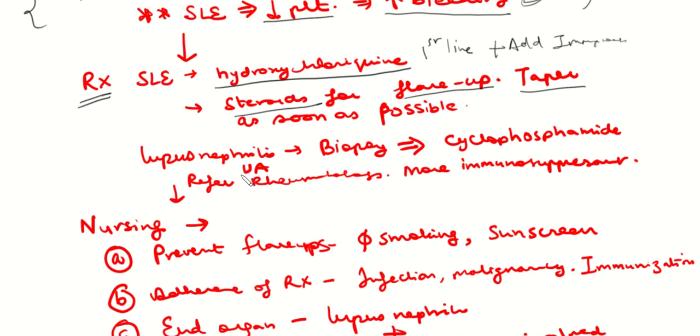Lupus nephritis, we screen with urinalysis, and if there's indication that they might be having lupus nephritis, we biopsy, and they get put on cyclophosphamide. And they get referred to rheumatology to add more immunosuppressants and manage lupus-specific issues. Okay?